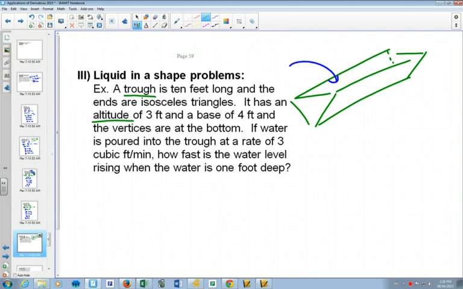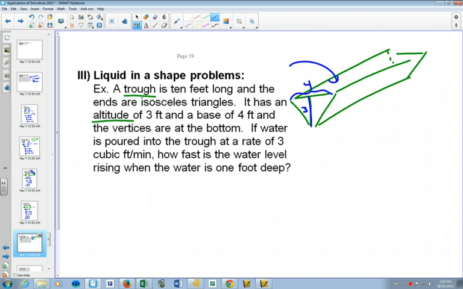Altitude is a mathematical word. In a triangle, the altitude is the same as its height. So why don't they just use the word height? Good question. And a base of 4. So this part here is 4. Altitude of 3 and a base of 4. And the vertices are at the bottom.